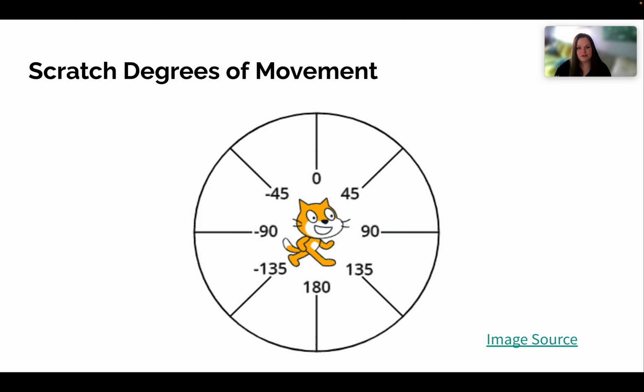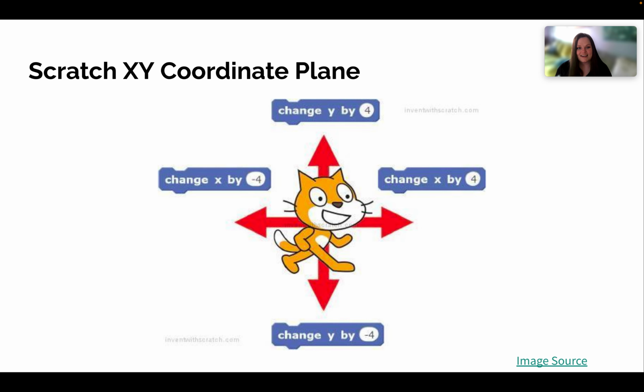So here is Scratch the Cat, and there are a lot of activities where Scratch is going to be moving using degrees and angles. And this is a great visual too because it's circular, and so it helps students understand and relate to the degrees of a circle. And here's an example of Scratch the Cat on a coordinate plane. And your students aren't going to come across these concepts in math until 5th or 6th grade.